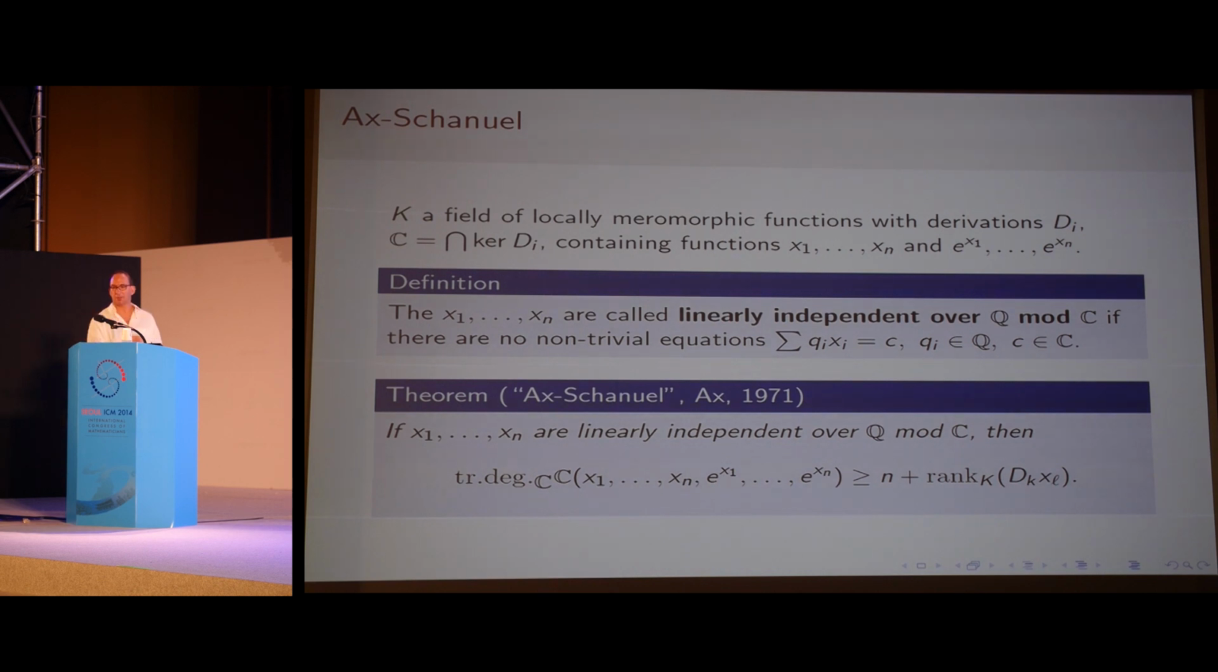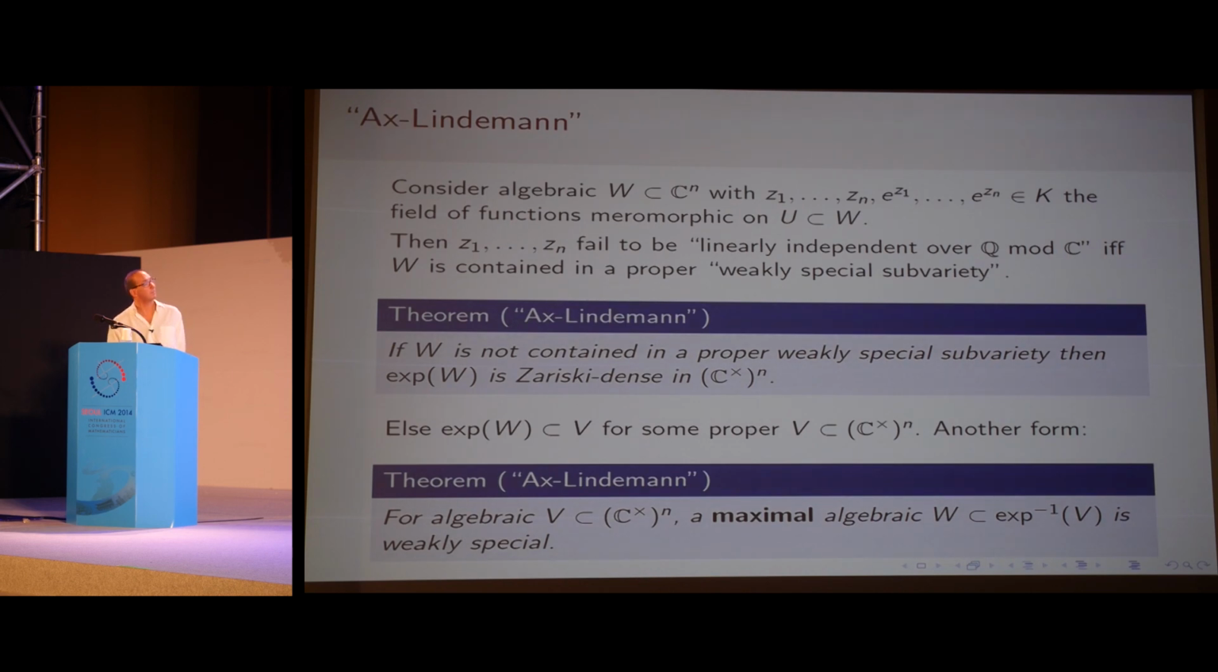So I don't want to dwell on the form of this statement, which doesn't really concern us further, but I do want to observe a geometric consequence that will be important. We consider the coordinate functions on some algebraic subvariety of C^n and their exponentials. So the coordinate functions on W are linearly dependent over Q modulo C just if W is contained in a translate of a proper rational linear subspace of C^n, which we will call a weakly special subvariety in this setting.